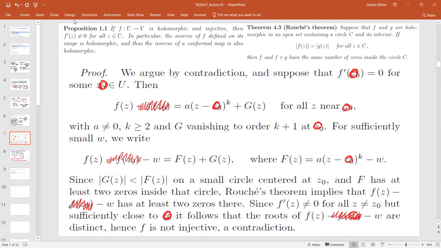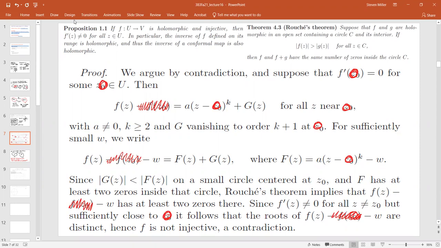So then if we look at big f of z plus big g of z, there must be at least 2 z's that equal w. And we're trying to get a contradiction that our function was supposed to be injective. It's supposed to be 1-to-1. Different inputs go to different outputs. So we have 2 solutions. But that's not yet enough for contradiction, because it could be a double root.